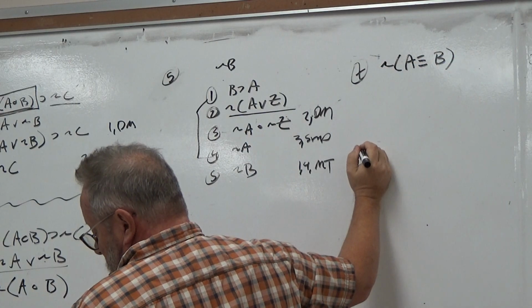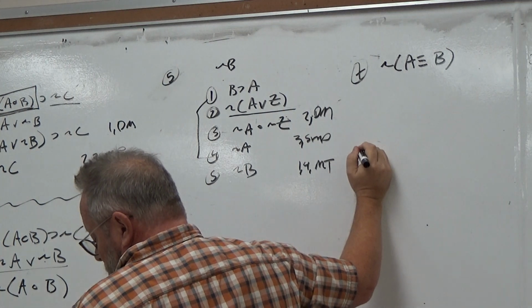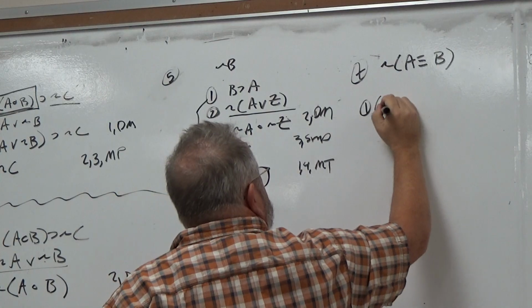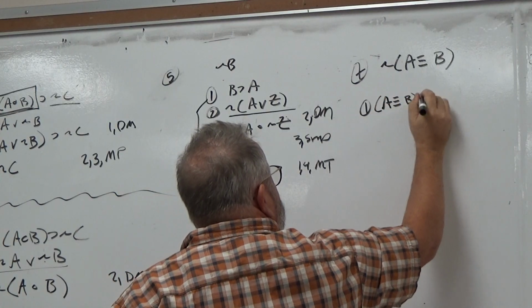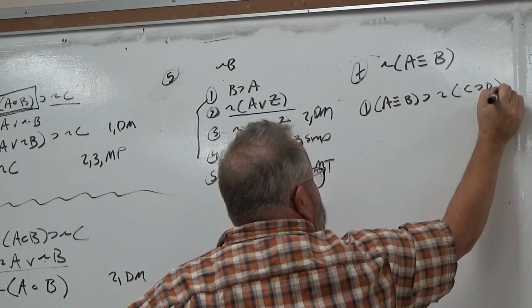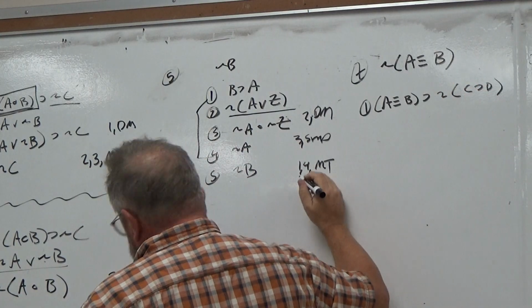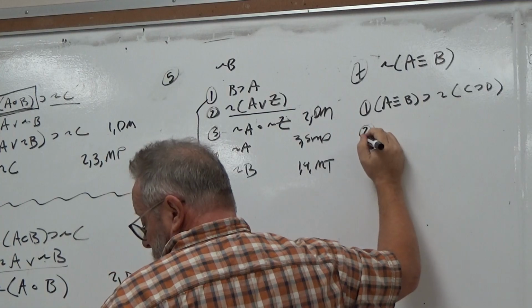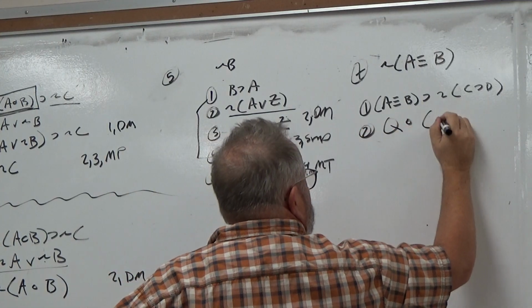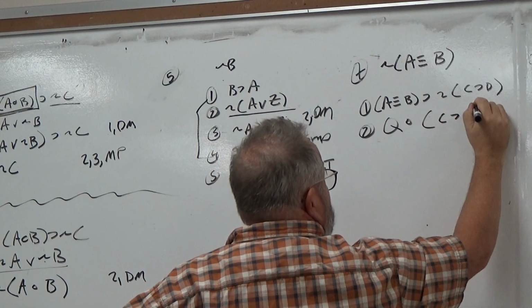Not A if and only if B. That's what we have to get to. We have A if and only if B, then not C, then D, and 2 is Q and C, then D.